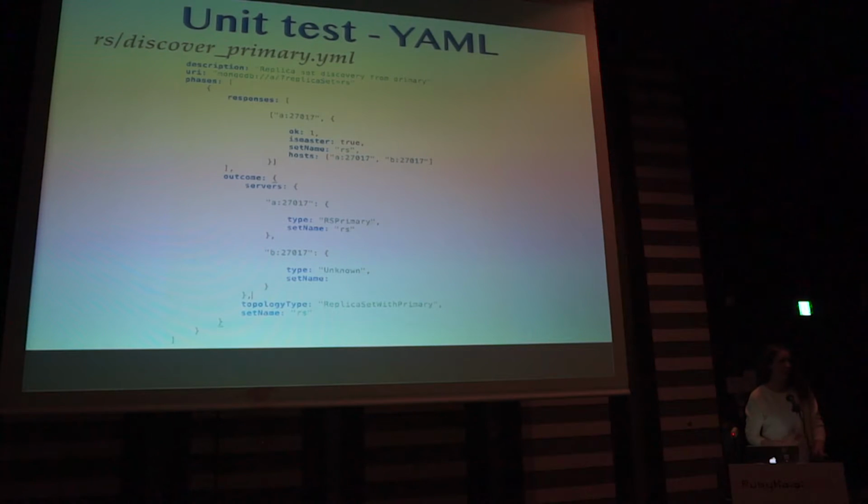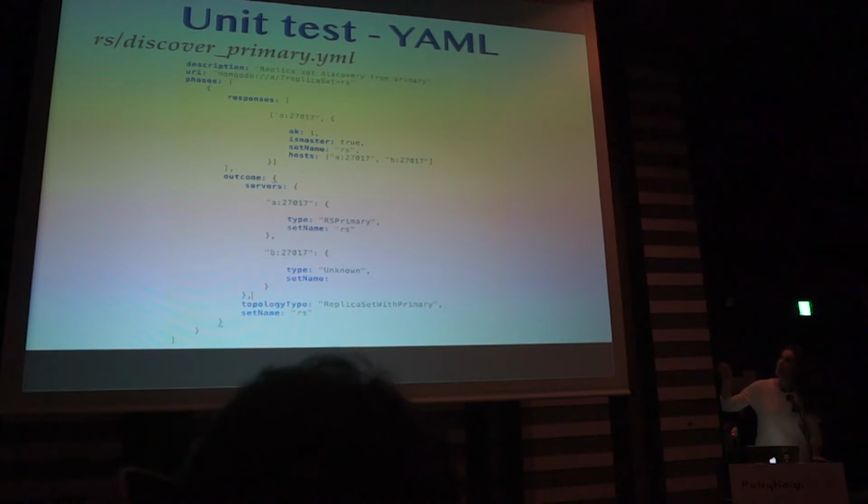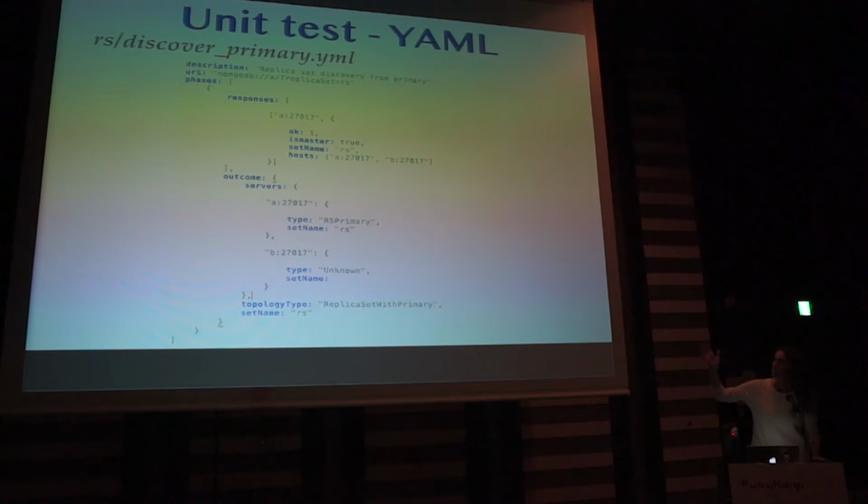So this is a little bit more involved. This is, again, another unit test, but it's testing the topology replica set type. What this does is the same exact thing, so I use the same exact harness, but it's a little bit more complex in that the URI indicates that it's a replica set by using a replica set name. The phases is one response from one server that indicates there's more than one host. And then the outcome is that there are 2 servers actually known to the driver in its state. The first one is a primary, the second one is unknown because it hasn't pinged it yet, and the resulting topology type is a replica set with a primary.